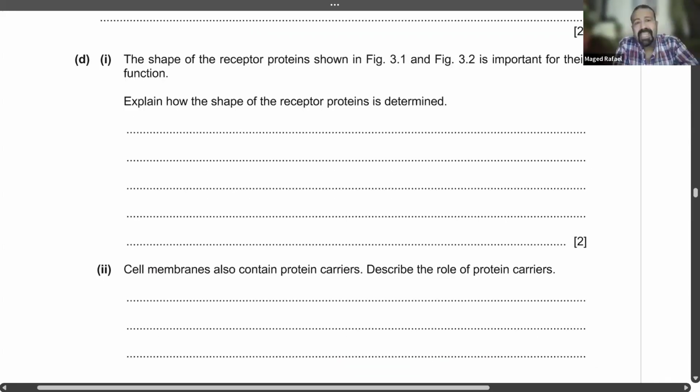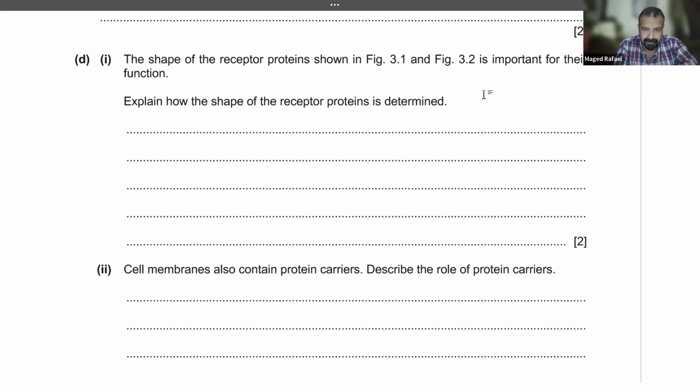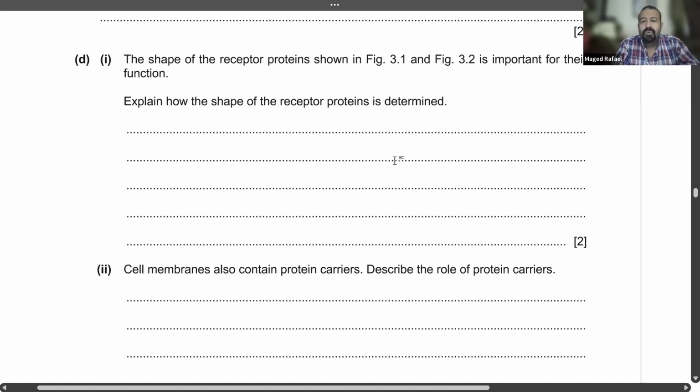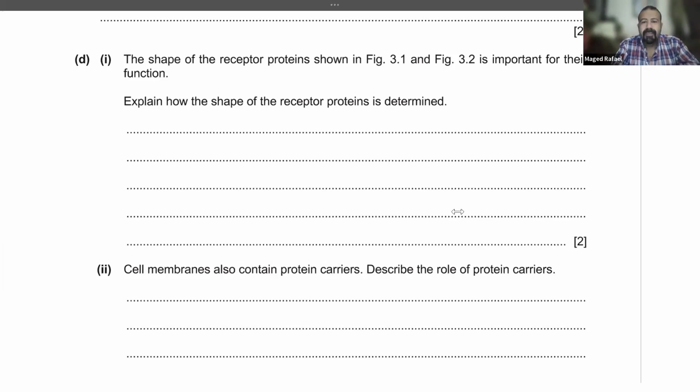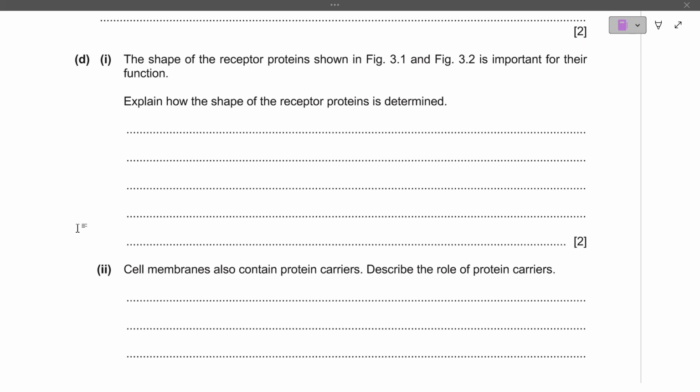Let's go to question D. We answered a question like this in the class. It was more than 2 marks about the mRNA. Who could answer this question with me? Reem. Yeah, Reem, I did not hear your voice today. Can you? Yes. Via chat box? Yeah, okay. So, okay, fine. I can hear you now. Explain how the shape of the receptor protein is determined.